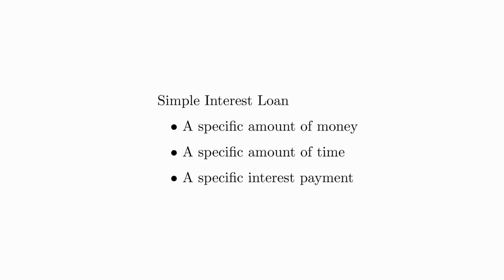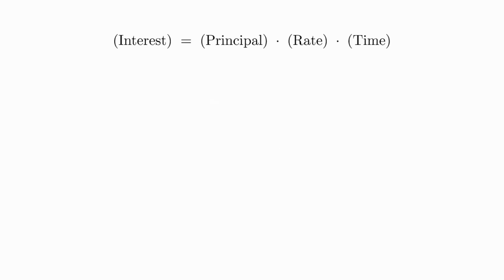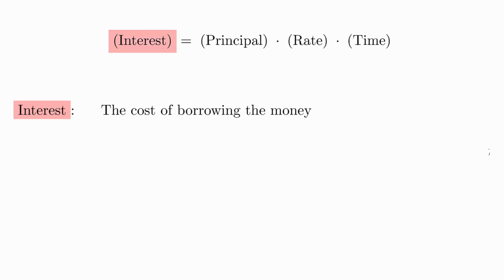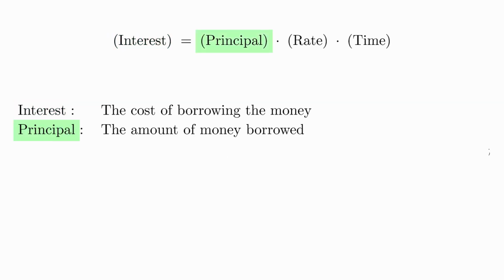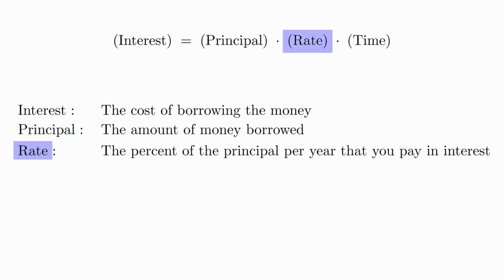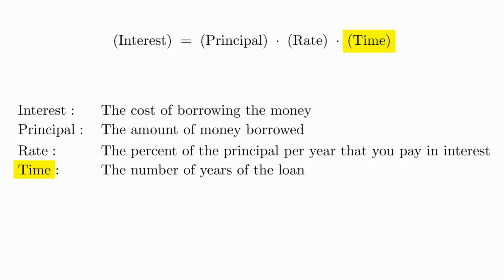Here is the formula for simple interest. Interest equals principal times rate times time. The interest is the actual cost of the loan. The principal is the amount of money being borrowed. The interest rate is the percent of the principal per year that you pay in interest. This is also known as the annual percentage rate, or APR. The time is the length of the loan in years, which is also called the term.